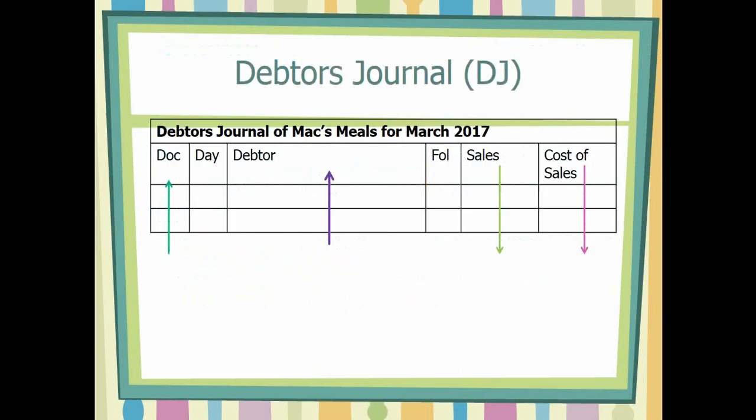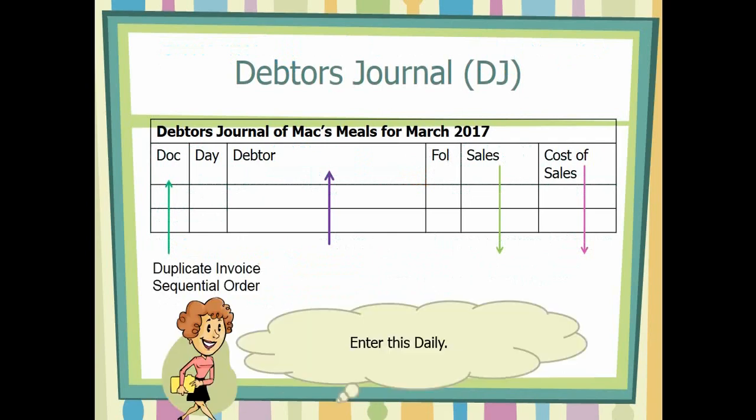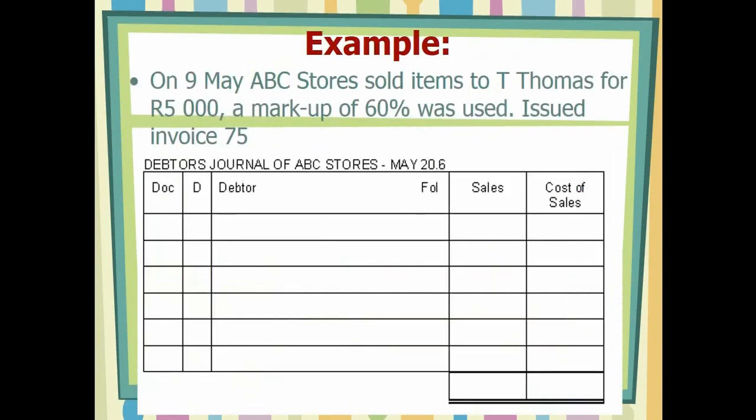So this is what a Debtors Journal looks like. It's a lot simpler than our CRJ. We start off with a document, and this is the invoice that we have issued, and it goes in number order. Then we write the day that the debtor bought from us, and under the debtors column we simply write the name of the debtor. We then have a sales column which records the selling price of the goods, and a cost of sales column. At the end of this month, in March, the sales column and the cost of sales column get totaled.